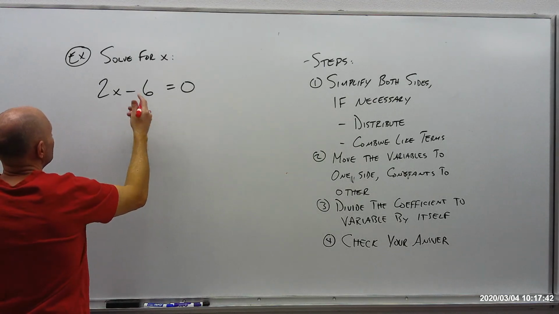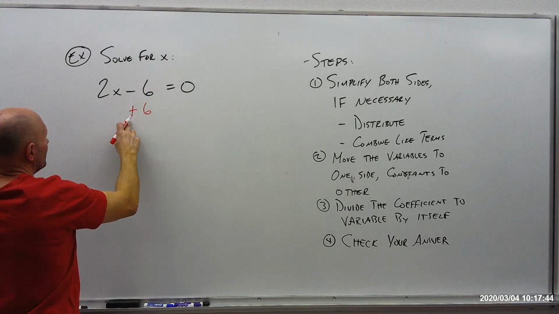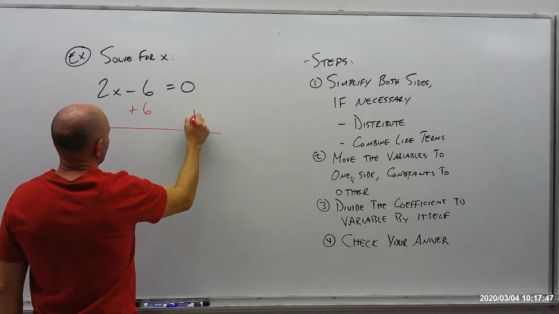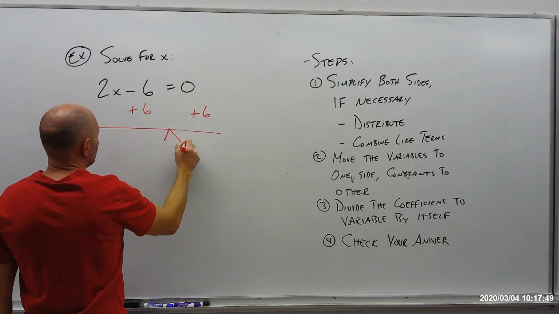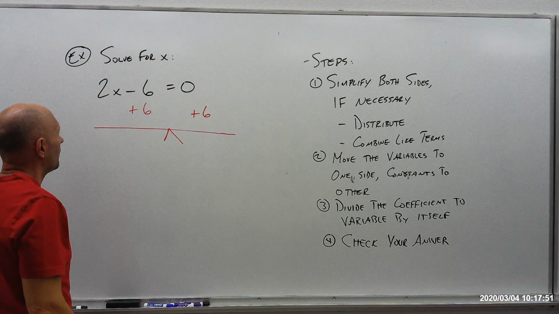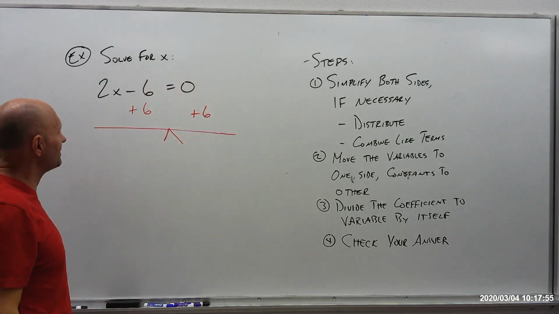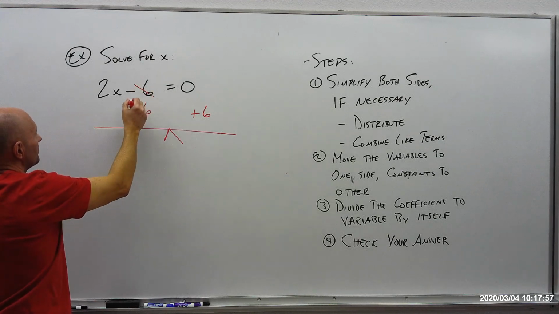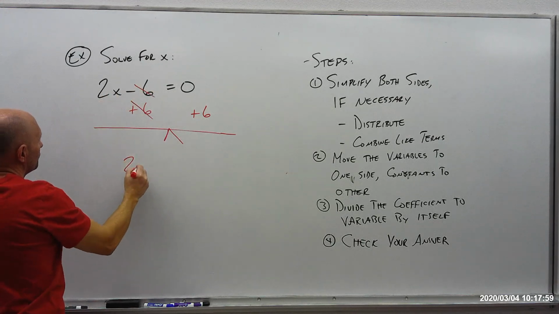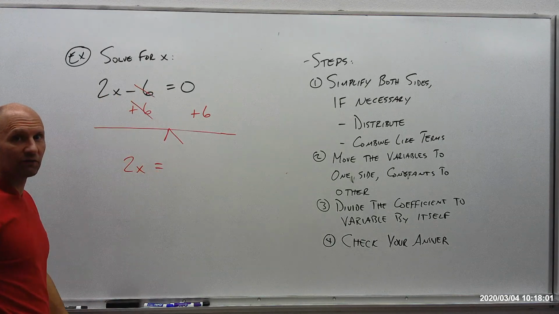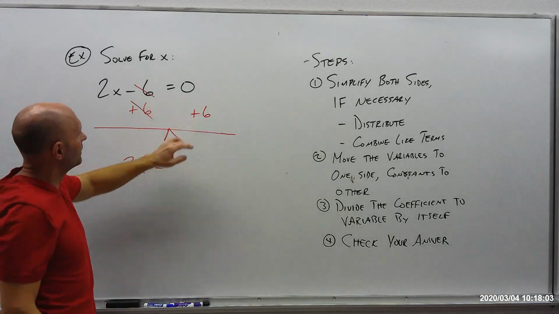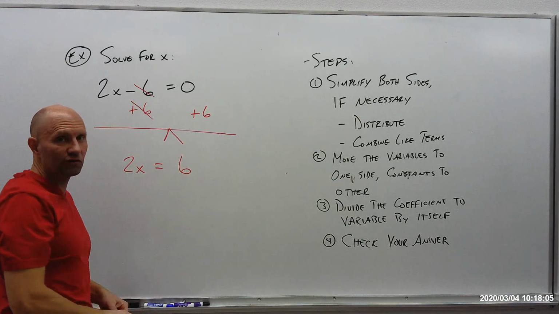I'm going to take the opposite of it. So I have negative 6. I want to add 6. And again, it's kind of like our teeter-totter here, or seesaw. So I'm going to add 6 on the left. I need to add 6 on the right. So what happens? These 6's cancel out, so all I'm left with is 2x on the left-hand side. And then here, 0 plus 6 is just 6.